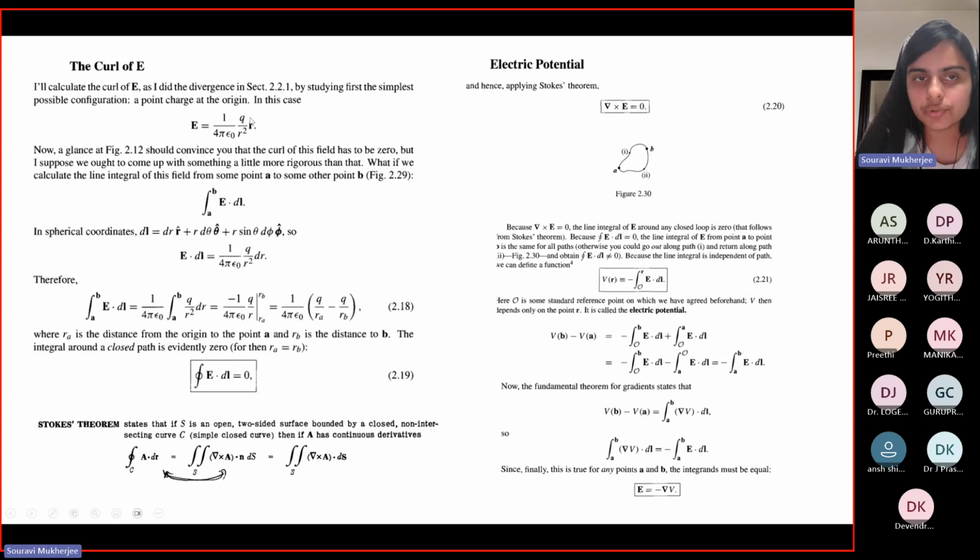Because the electric field is only along the radial direction, you only have the dr term here, right? And then you do an integration from A to B. What do you get? You get this expression, right?